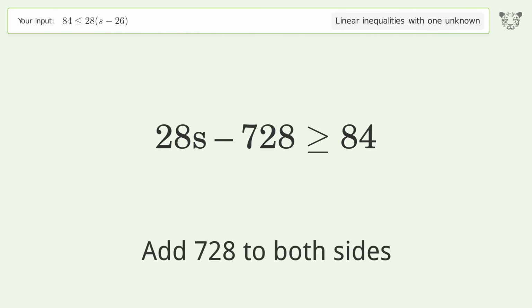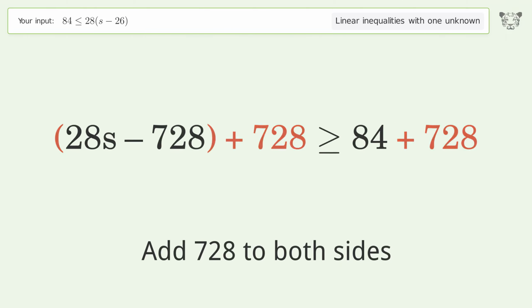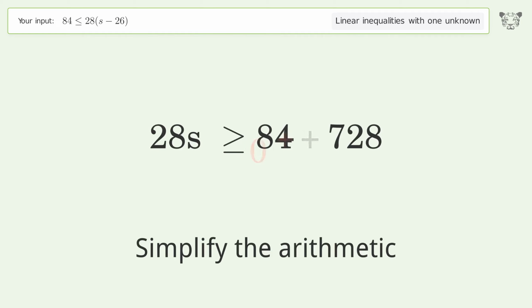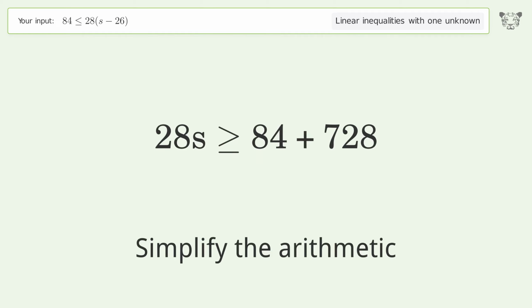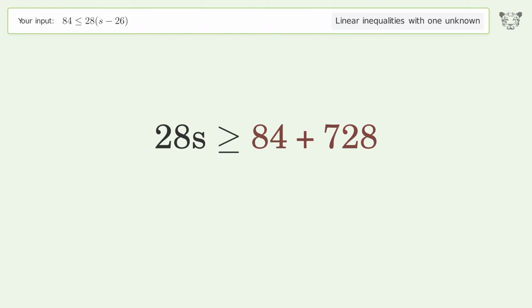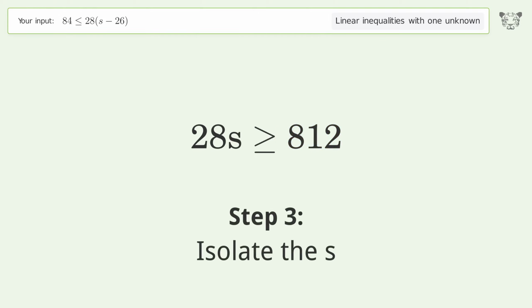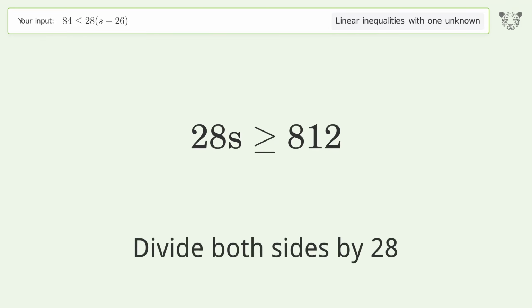Add 728 to both sides. Simplify the arithmetic. Isolate the s. Divide both sides by 28.